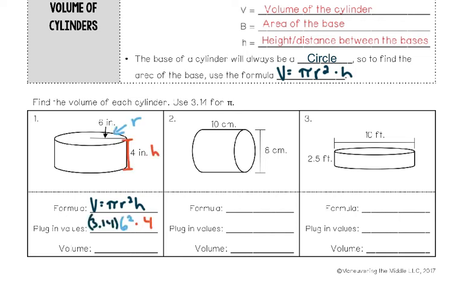So as you can see, 6 inches is the radius since it's half of the circular base. The height is 4 inches. That's how tall it is. That's the distance between the 2 bases.